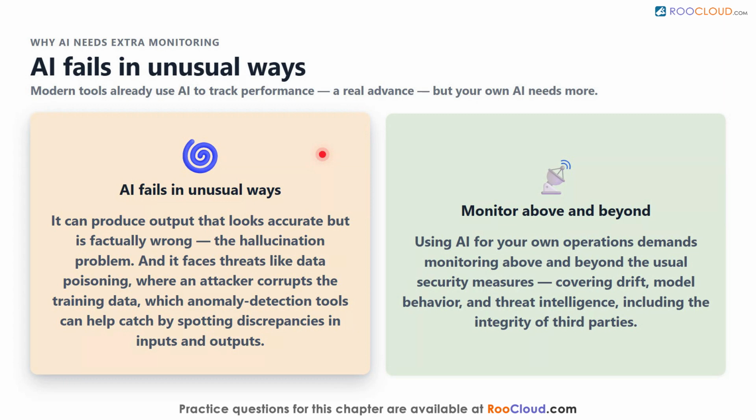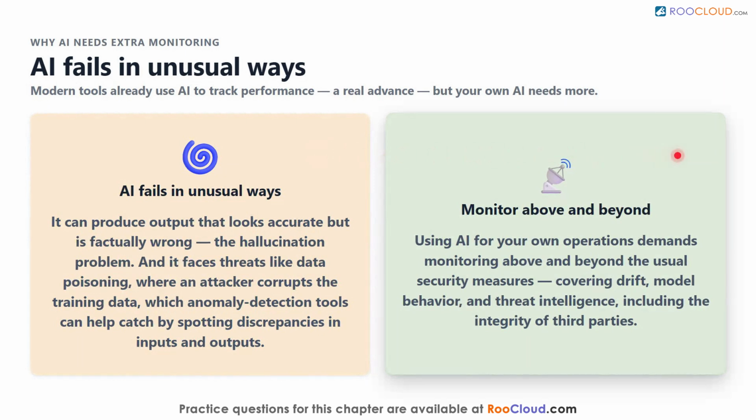It can produce output that looks accurate but is factually wrong, the hallucination problem. And it faces threats like data poisoning, where an attacker corrupts the training data, which anomaly detection tools can help catch by spotting discrepancies in inputs and outputs. Other essentials to monitor include drift, model behavior, and threat intelligence, including the integrity of third parties.